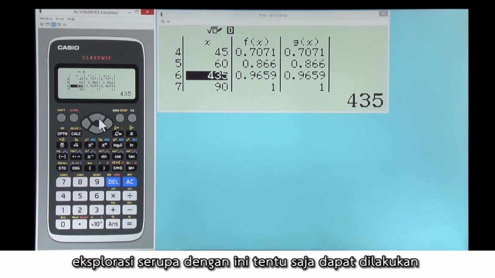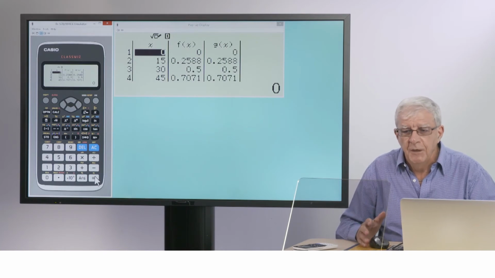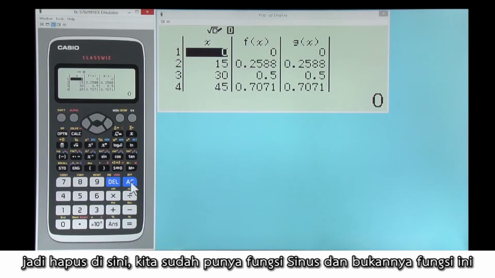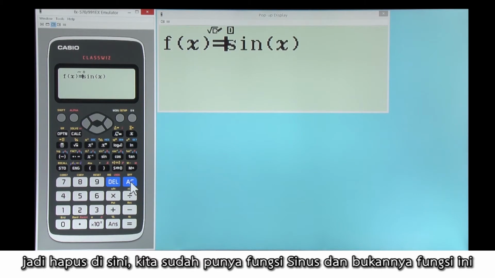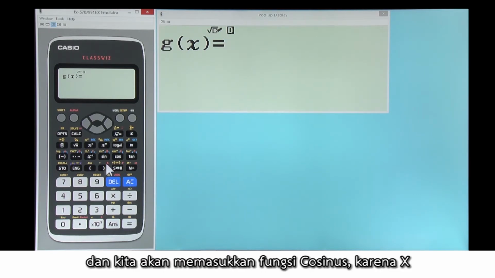Similar explorations to these can of course be undertaken with the cosine function instead of the sine function. But let's look now at some relationships between the sine and the cosine functions. So we'll clear here, we've already got the sine function, and instead of this function, I'm going to clear that function and we'll enter the cosine function, cos of x.